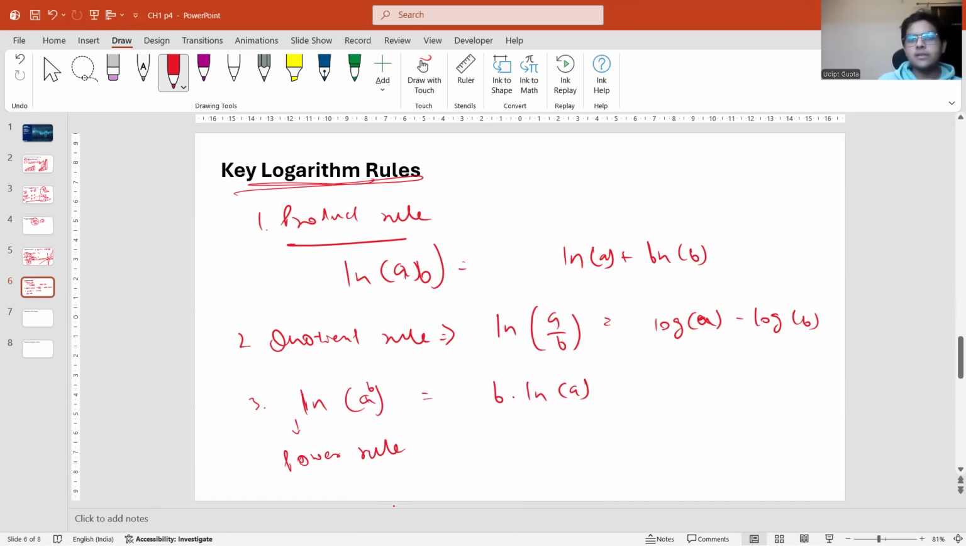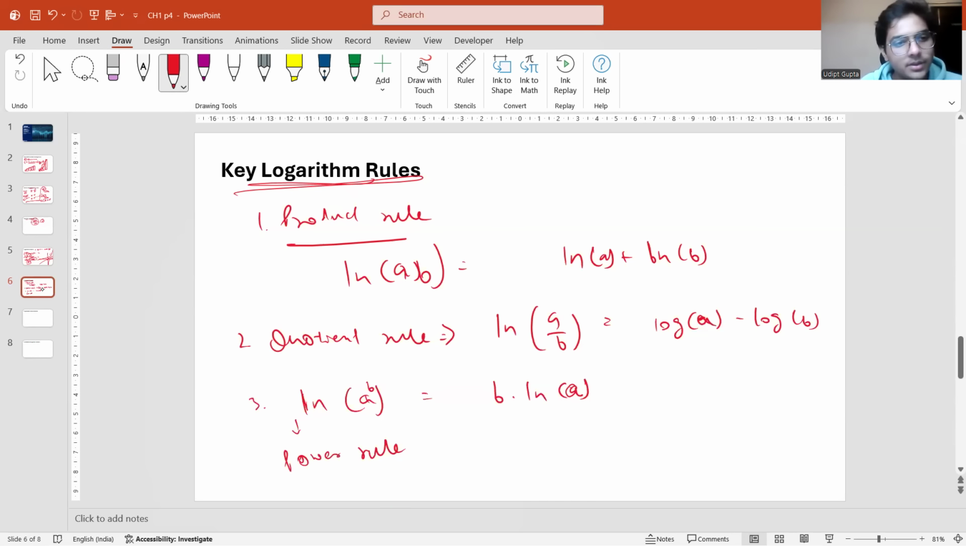So when log has something in multiplication, you can add them distinctly. When it's a quotient, then you have log A minus log B. And when it's a power, then the power goes in front of log and it becomes B times log A. That's it. That's how easy it is. And this will help you in solving a lot of questions. Now let's calculate some returns.